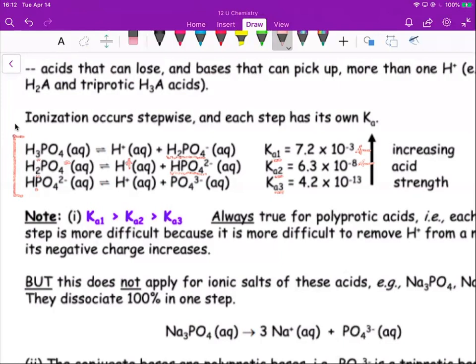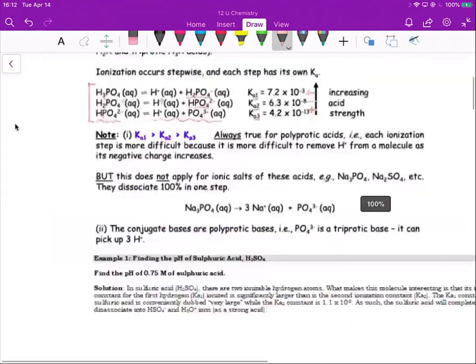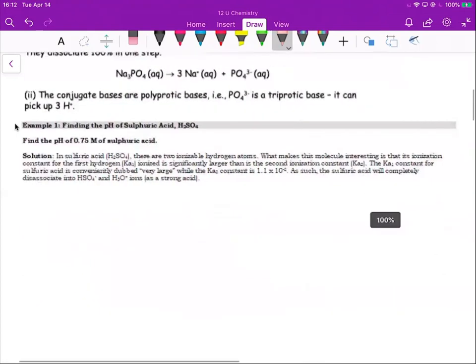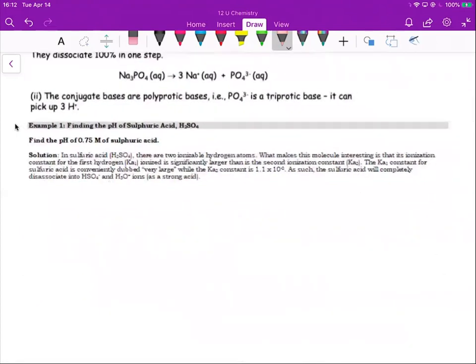And then the final loss of a proton, it is a very, very tiny amount, 4.2 times 10 to the minus 3. So it happens, I mean, reactants are much more favored than products. Okay, let's look at an example here. Find the pH of 0.75 molar of sulfuric acid.